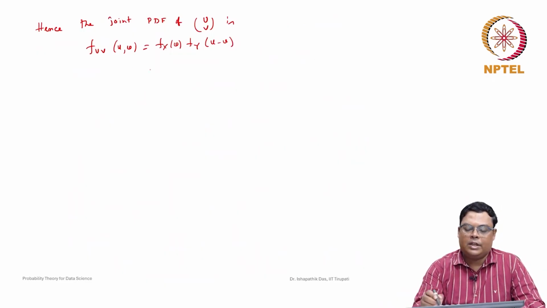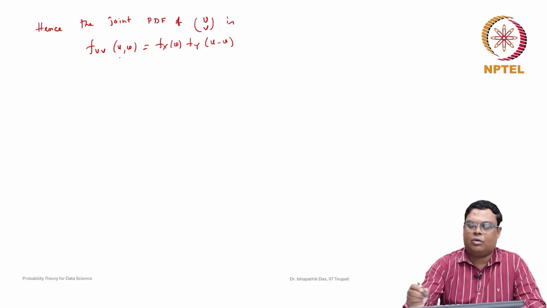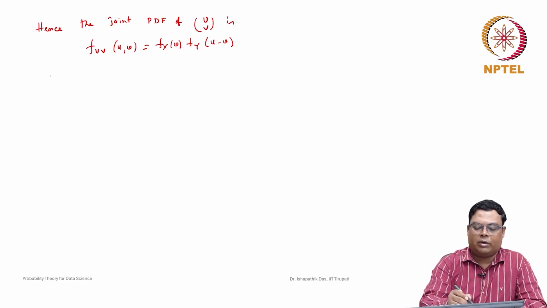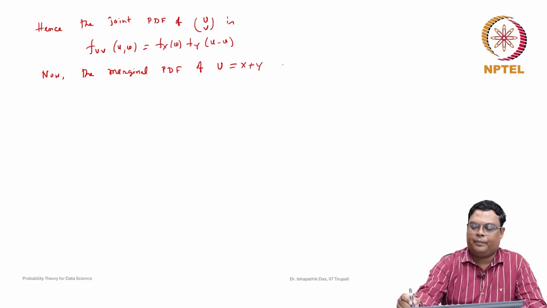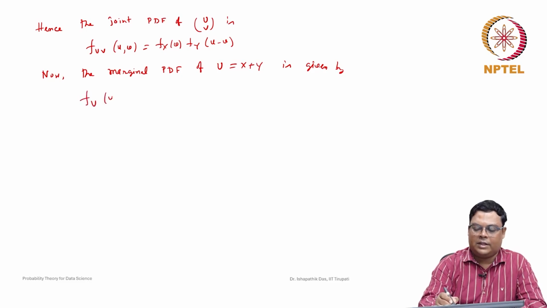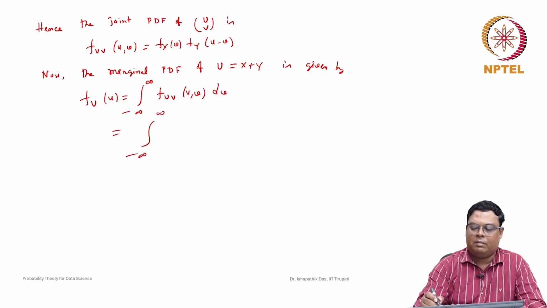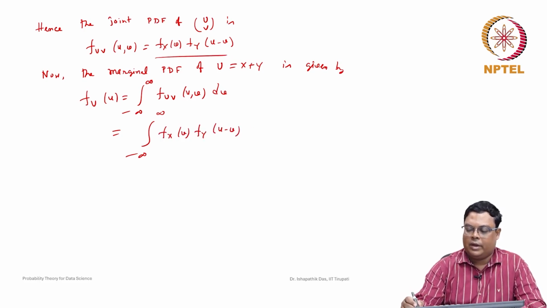Now whenever we know the joint probability density function, we can find the marginal, because we are interested in u equal to x plus y. The marginal probability density function of u, which is nothing but x plus y, by definition is the integral from minus infinity to plus infinity of f of (u, v) dv. So this is the integral from minus infinity to plus infinity of fx of v and fy of u minus v, which we found, dv.